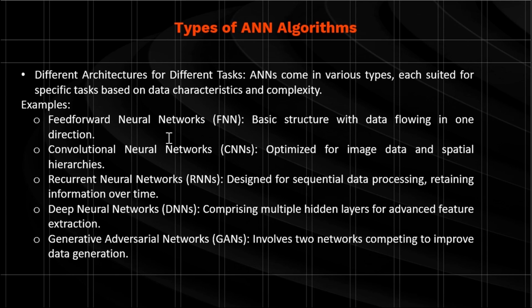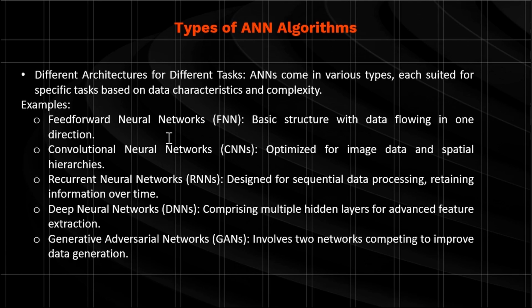Next, we have the recurrent neural networks, or RNNs. They are designed for sequential data like text or time series data. They can retain information from previous inputs, making them ideal for tasks like language translation or stock price prediction.